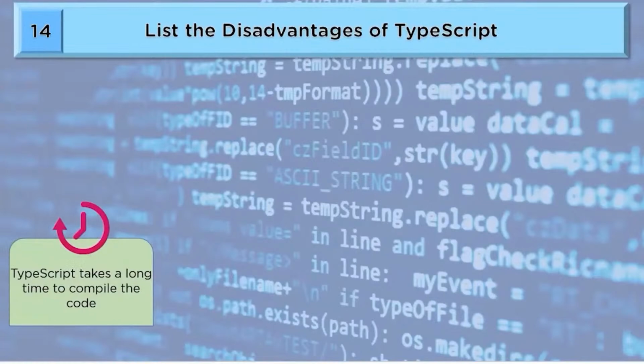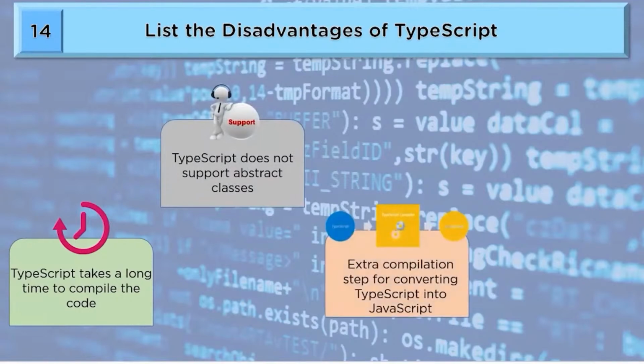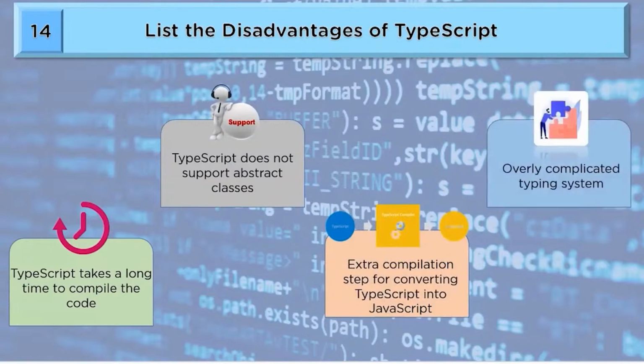TypeScript takes a long time to compile the code. TypeScript does not support abstract classes. There is an extra compilation step for converting TypeScript into JavaScript. TypeScript has an overly complicated typing system.